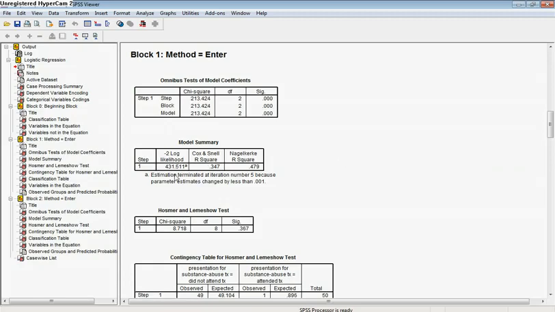What we have here is our -2 times the log likelihood. So this is going to be comparing the log likelihood of our current fuller model with our reduced model. And these are our pseudo R-squared.